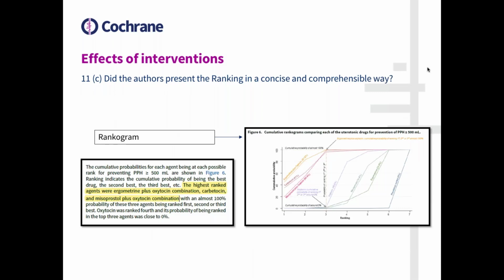Next, we want to know, did the authors present the ranking in a concise and comprehensible way? Presenting the ranking is optional. It's not a mandatory feature of a network meta-analysis, but it is a very helpful feature to present. And if it is included in the review, one of the most common ways we see it is as a rankogram, like this figure 6 here on the right. We can see from this figure that this light orange line is representing the highest ranked agent, which was the ergometrine plus oxytocin combination.